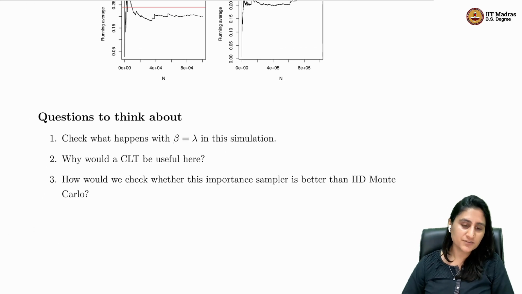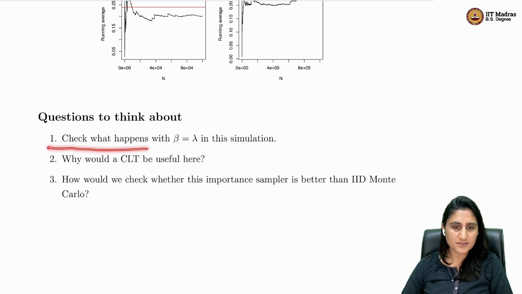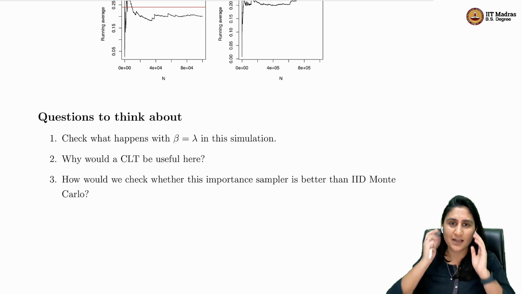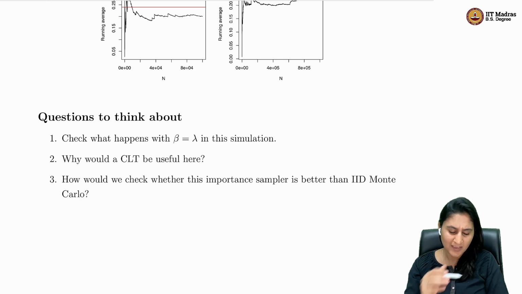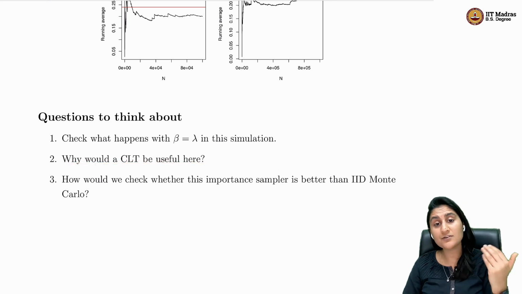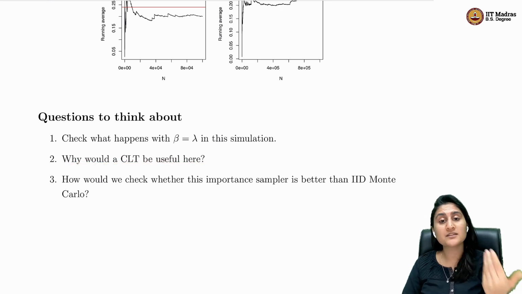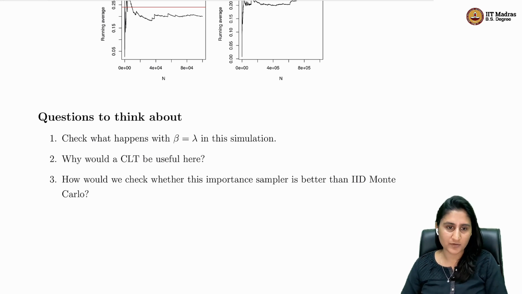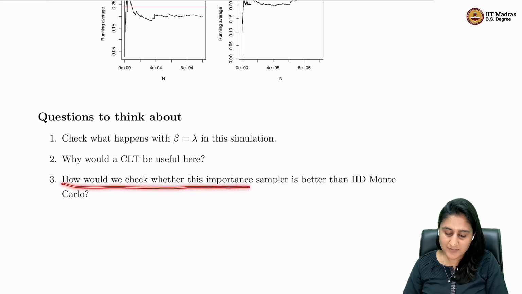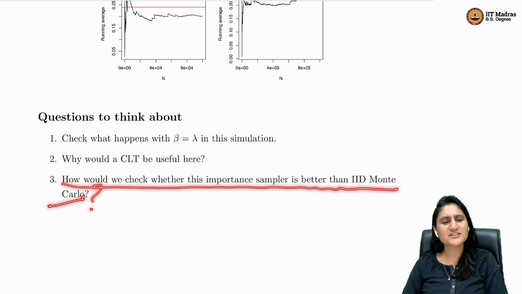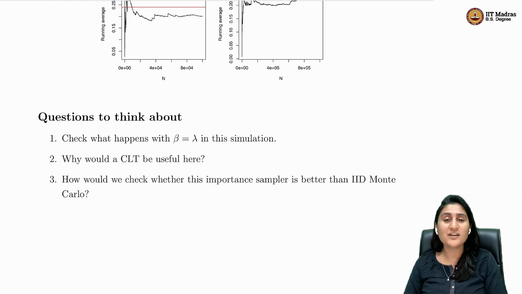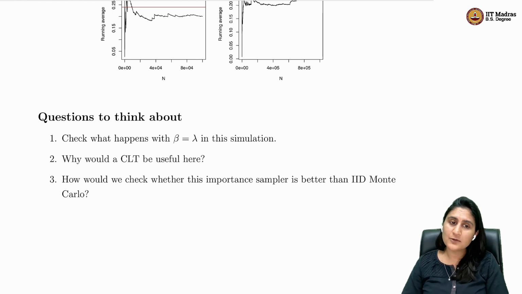So here are some questions to think about in the simulation. Try to rerun this and check what happens when beta is equal to lambda. And a question I always want you to think about is, why would a CLT be useful here? If we already have a variance, why is a central limit theorem in addition going to be important? And then, how do we check whether this importance sampling method is better than IID Monte Carlo? How do we actually check that? How do we quantify it better? This is something we'll do in the next video, and so it'll be useful for you to think about it right now.